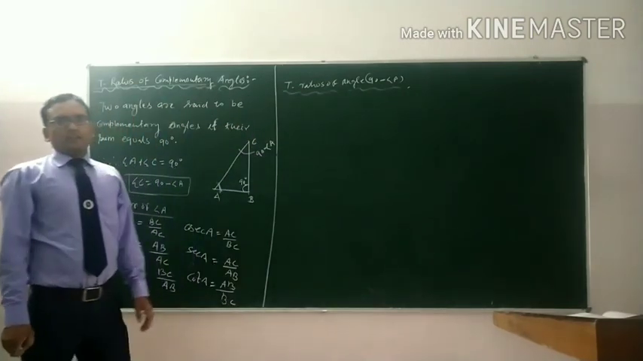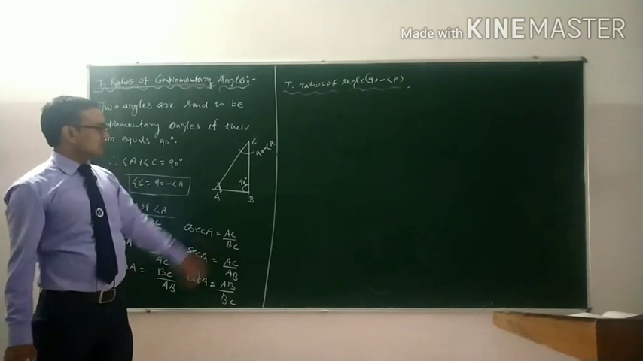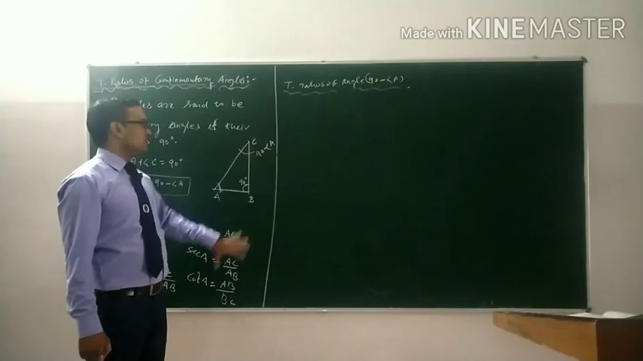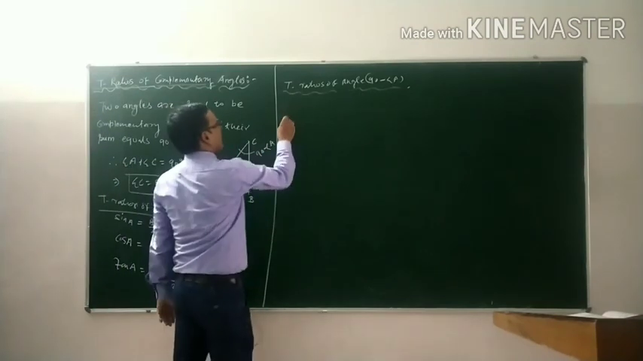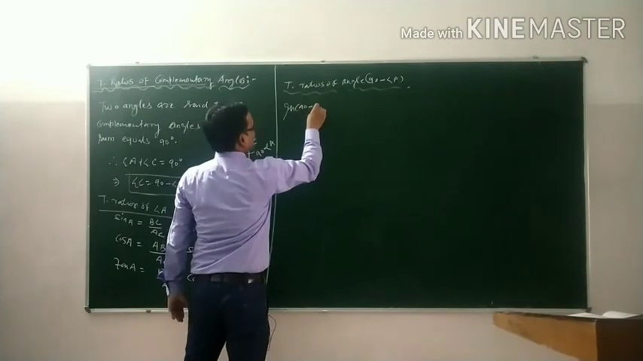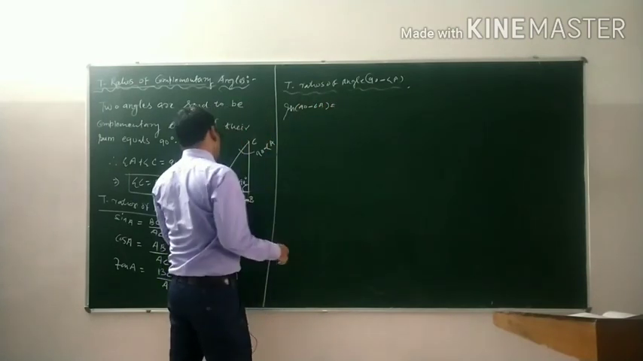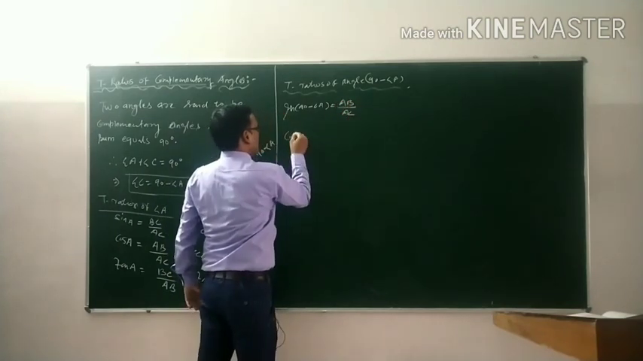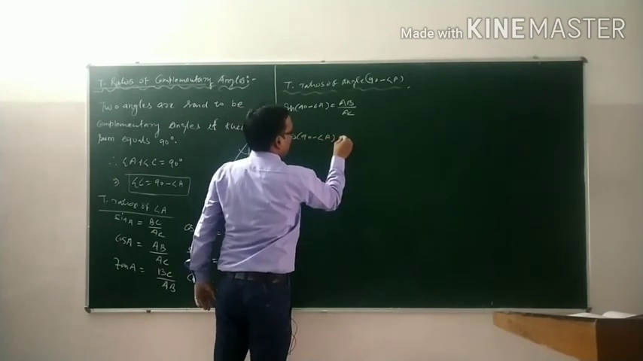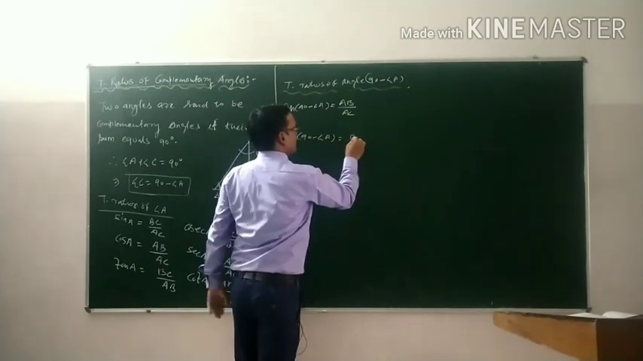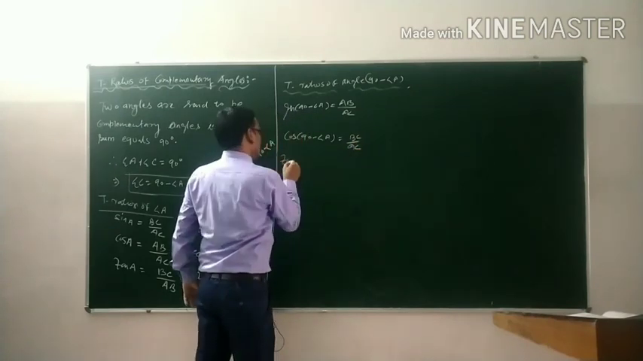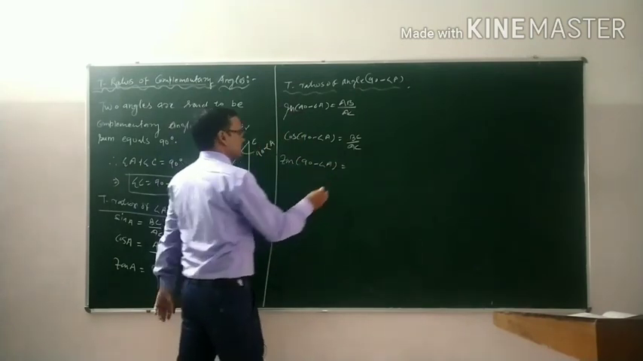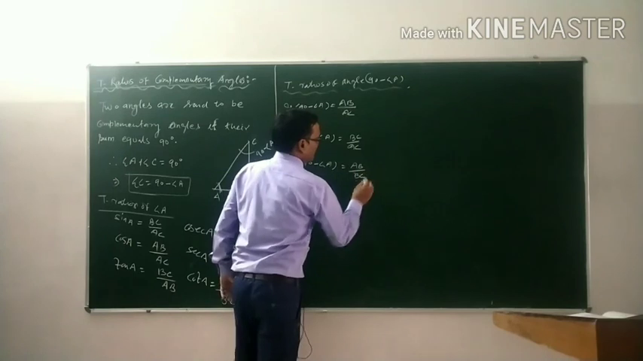Here for angle 90 minus A, AB forms the perpendicular side and BC is the base and AC is the hypotenuse. Then we define sin 90 minus angle A is equal to perpendicular side upon hypotenuse, here AB upon AC. Similarly, cos 90 minus angle A equal to base upon hypotenuse, here BC upon AC, and tan 90 minus angle A equal to perpendicular side upon base, here perpendicular side is the AB and base is the BC.